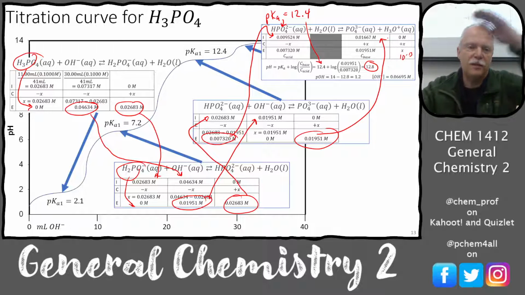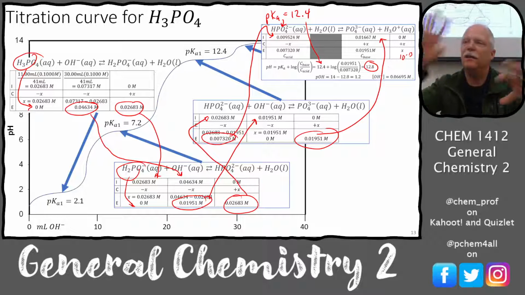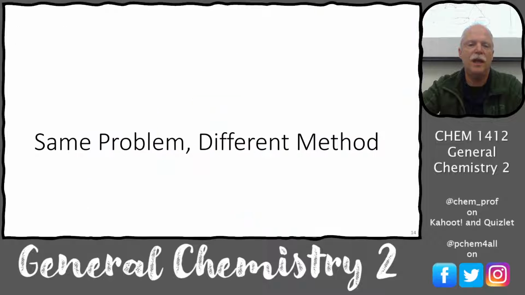So that's as complicated a titration problem as you'll ever see. We're not at endpoint, and we've got 3 different protons coming off. And hopefully this shows you what's going on at each region in this curve. Now, just for your benefit, I did the same problem with a different method.